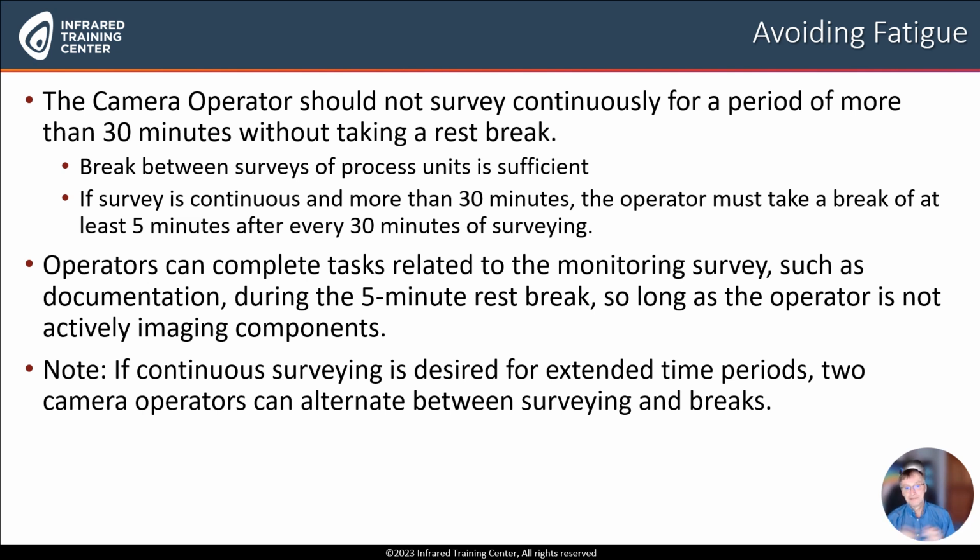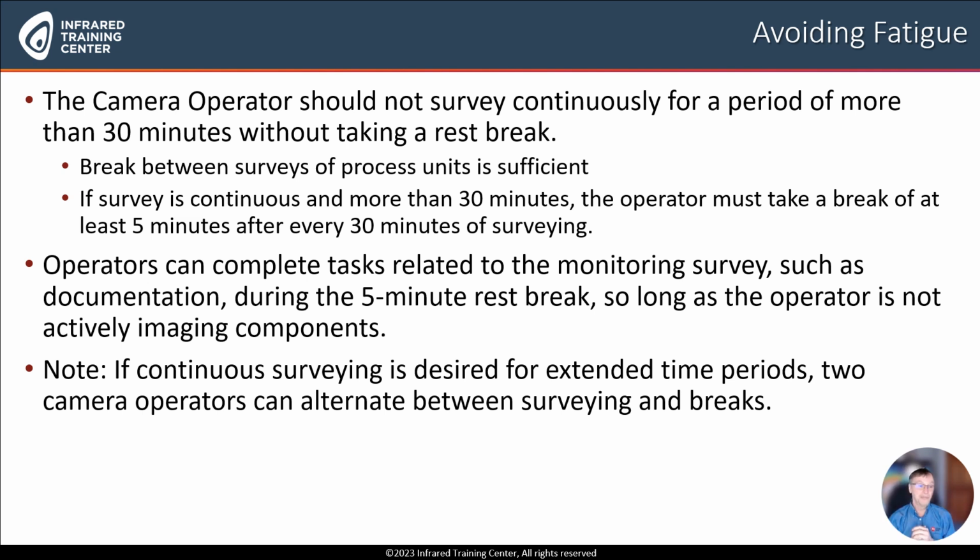So you go an hour and steady, you've got to take a 10-minute break. You go 2 hours, you got to take a 20-minute break, etc. Okay? And operators can complete tasks related to the monitoring survey, such as documentation, during the 5-minute rest break, so long as you're not actively imaging components.